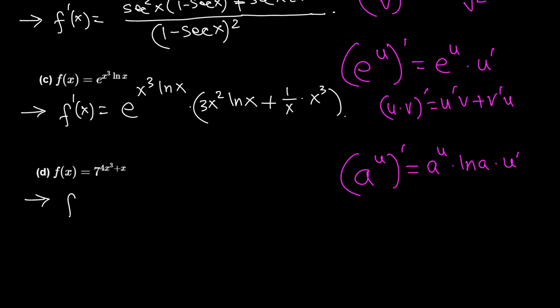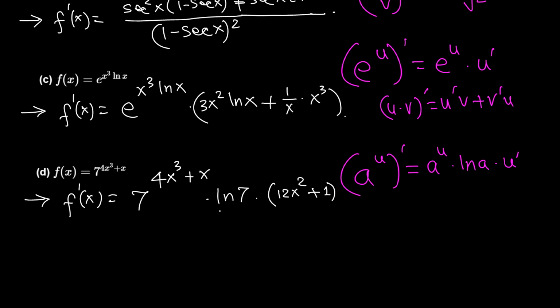So here the derivative is the exponential function itself, 7 raised to 4x cubed plus x, times ln of the base 7, times the derivative of the inside function. So we got two terms: the derivative of 4x cubed is 3 times 4, 12x squared, plus the derivative of x, which is 1. Okay, that's it. We don't have to simplify. Natural log of 7 is, by the way, a decimal number. We can put it all the way to the front.